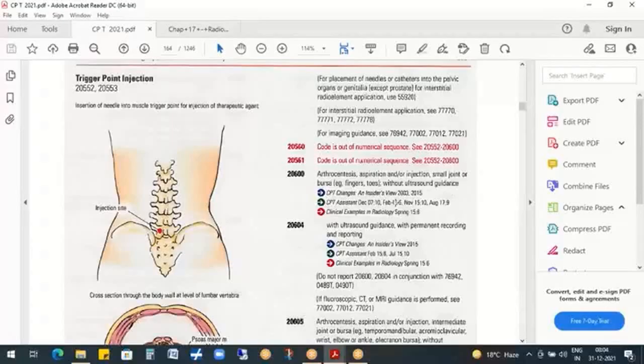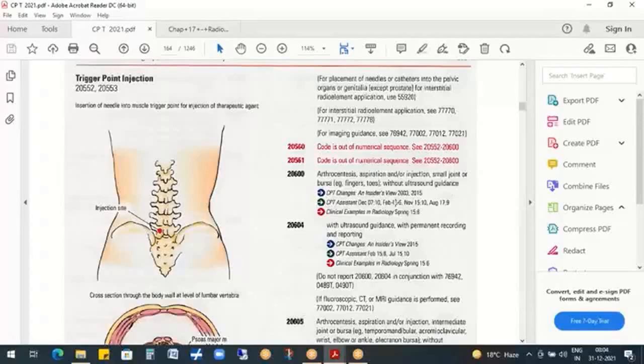Page number 138. Are you there, everyone? Yes, sir. We need to code guidance separately when the physician uses guidance in performing a procedure. When it is a part of the procedure, do not code it separately.